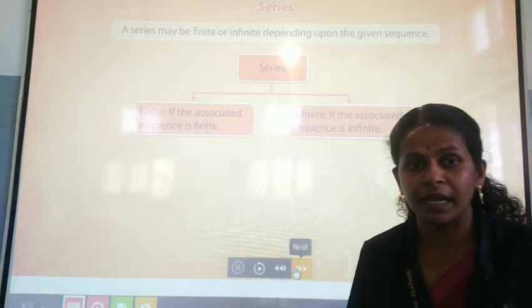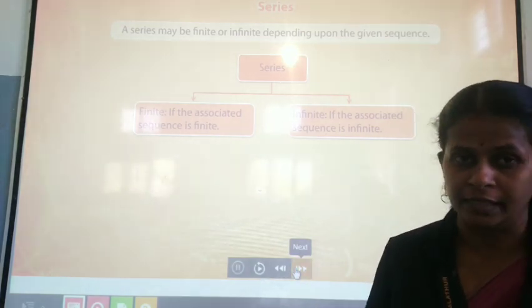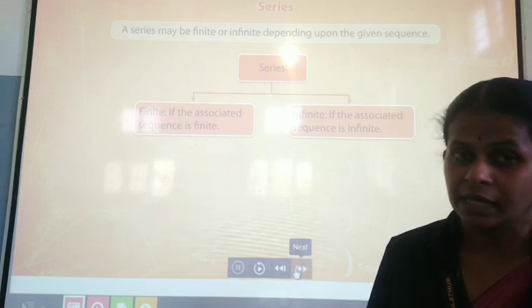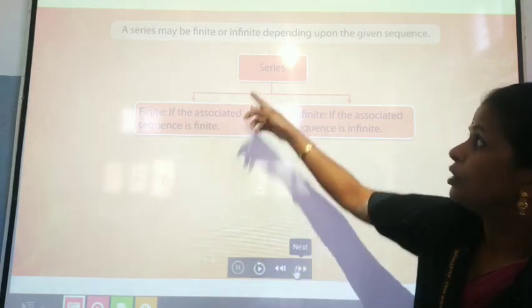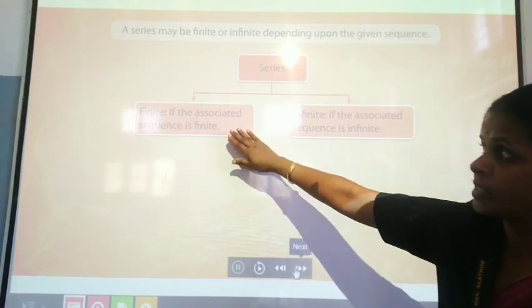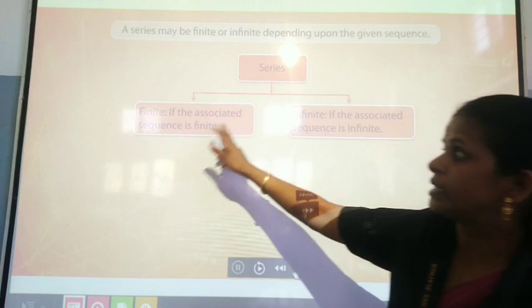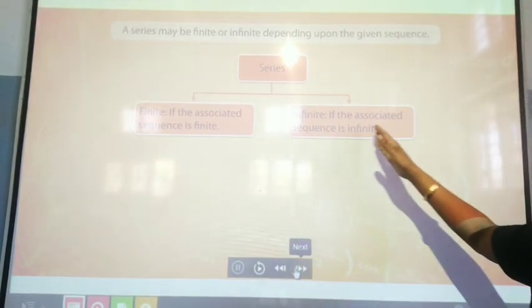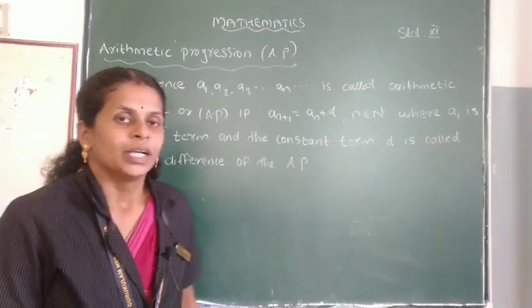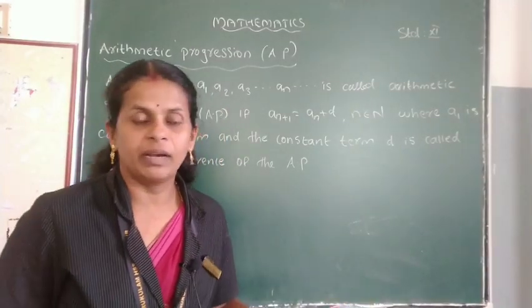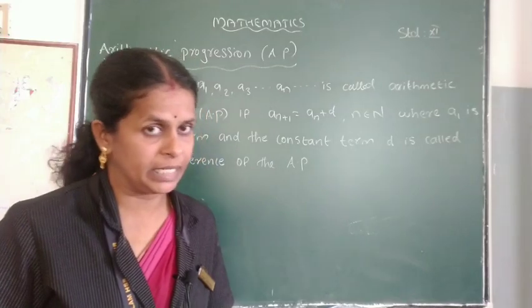Okay, the next, a series may be finite or infinite depending upon the given sequence. If a sequence is finite, then the series is also finite. If a sequence is infinite, then what will happen? The series is also infinite. So series are of two types, finite and infinite. Finite if the associated sequence is finite, infinite if the associated sequence is infinite.